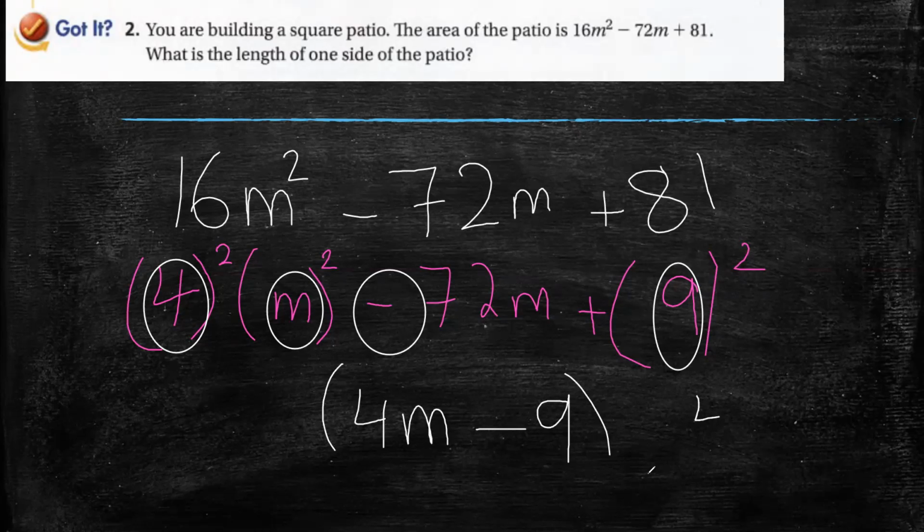Then 4m times negative 9 is what? 4 times negative 9 is negative 36, sorry.